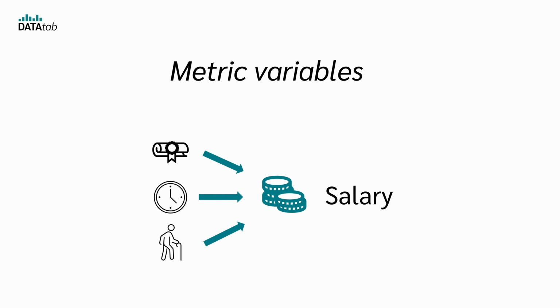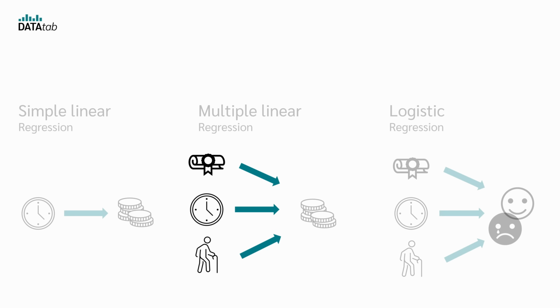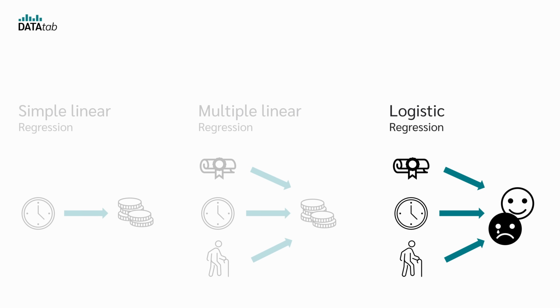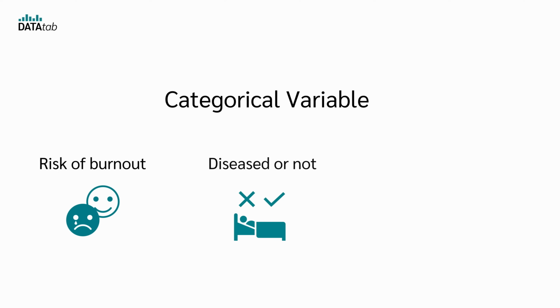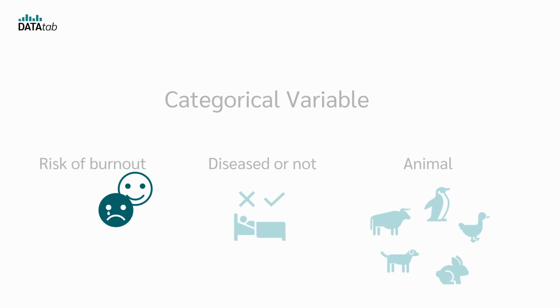Metric variables are, for example, the salary of a person, the body size, or the electricity consumption. In contrast, logistic regression is used when you have a categorical dependent variable. Categorical variables are, for example, if a person is at risk of burnout or not, if a person is diseased or not, or type of animal.